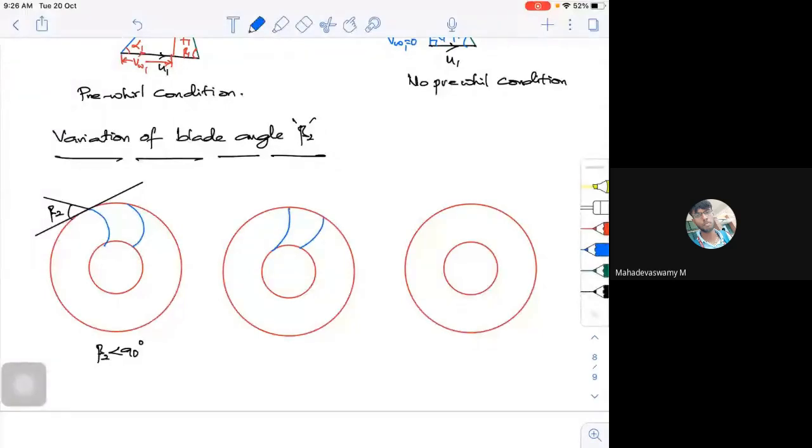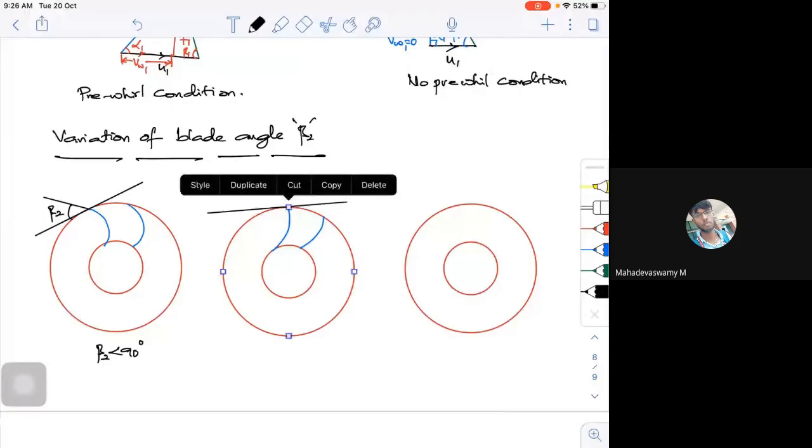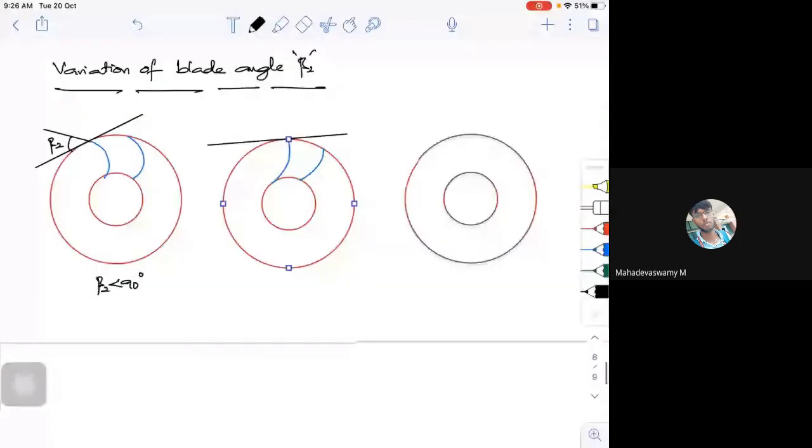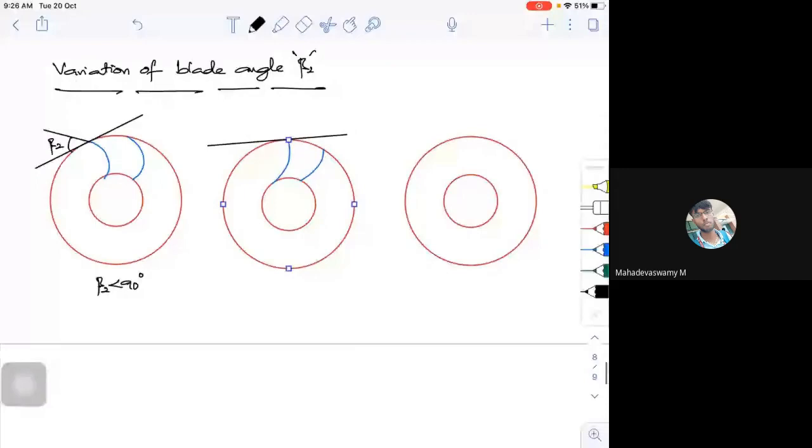What is it at any given point? If I try to draw the tangent to the blade, this is the tangent at this particular point. I have drawn a tangent to it, and if I try to draw the angle, this is the direction of this particular thing. So this beta 2 is 90 degrees. So I have a condition beta 2 is equal to 90 degrees.